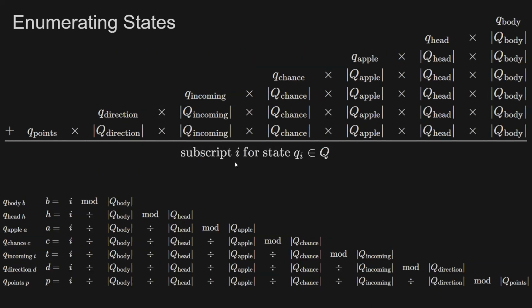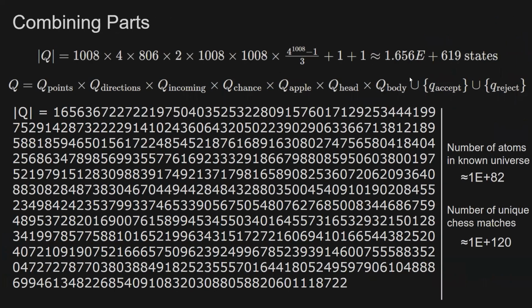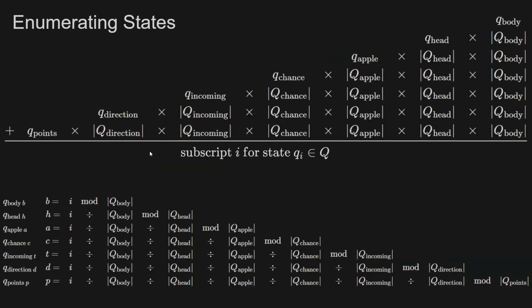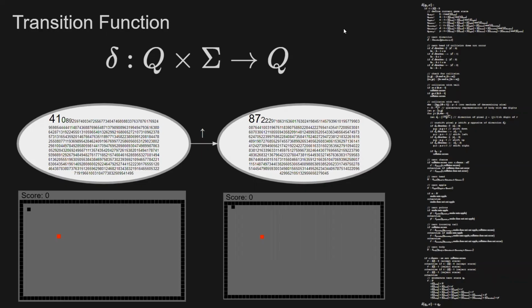We can enumerate these states so that there is a unique subscript i for every state in Q between 0 and 1.656 times 10 to the 619. Conversely, we can use this subscript to figure out exactly what state the game is in. Finally, we can define our transition function, which is the small text on the right. For example, this is the subscript of the start state, and this is the subscript that we get from the transition function with an up input.